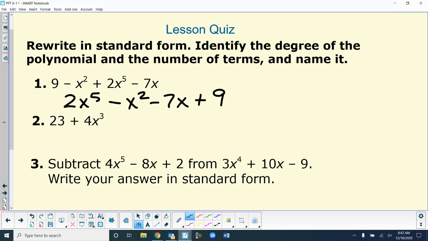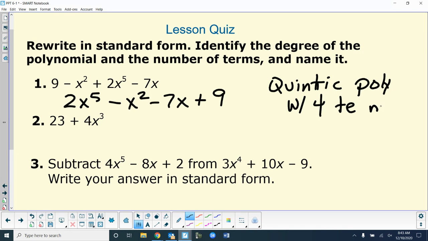Identifying the degree and number of terms, we know it's 4 terms. What's the name of it? Linear polynomial. Go ahead. Linear polynomial with 4 terms. Not linear. What's the degree of 5? Quintic. All right. So a quintic polynomial with 4 terms, right?